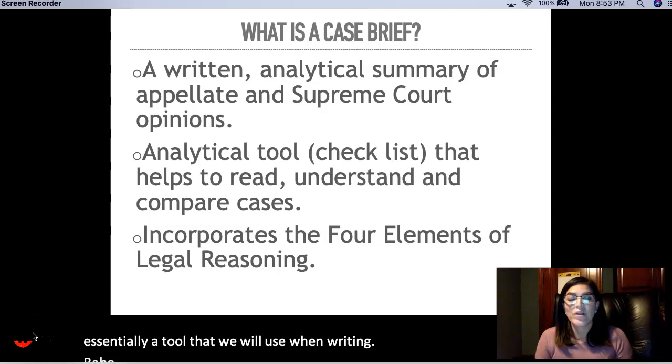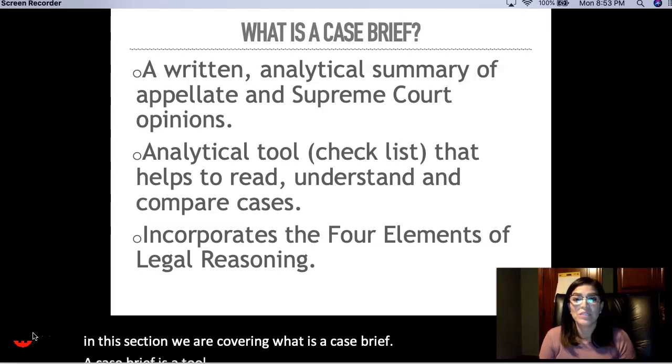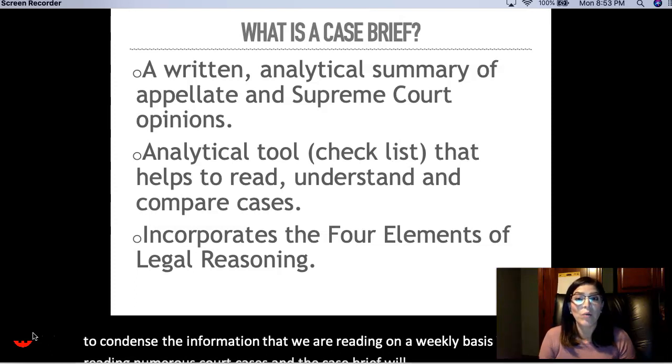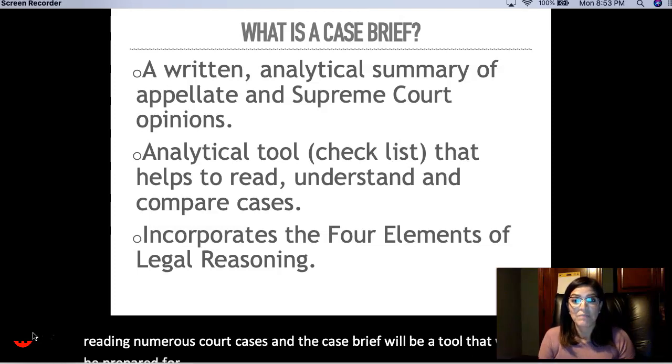In this section, we are covering what is a case brief. A case brief is a tool that we're going to be using in our classroom to be able to condense the information that we are reading on a weekly basis. We will be reading numerous court cases, and the case brief will be a tool that will help you be prepared for lectures and for discussion. In addition, you will be submitting 4 case briefs as assignments during this semester.